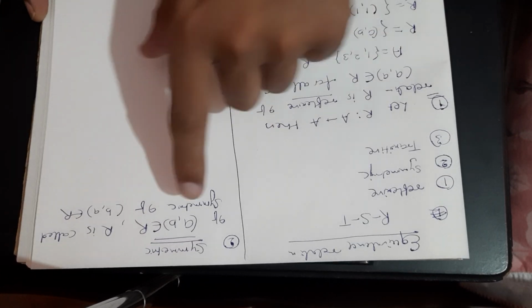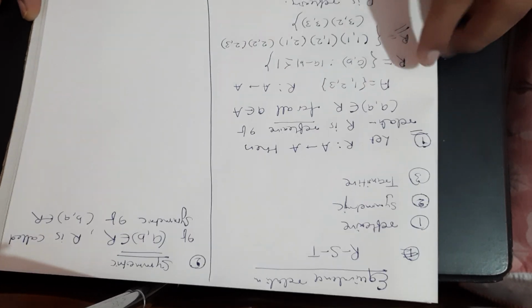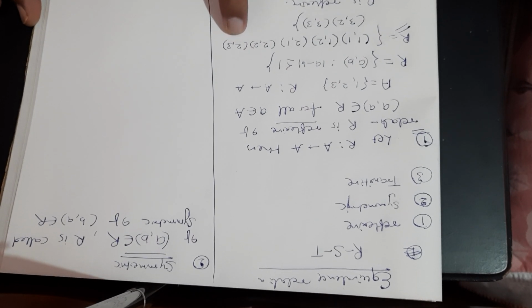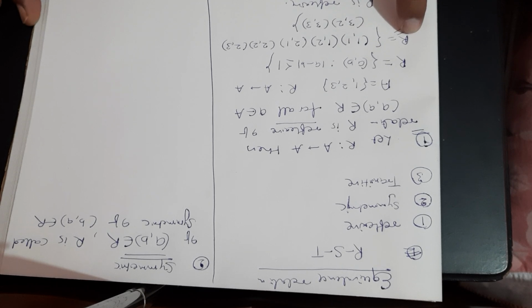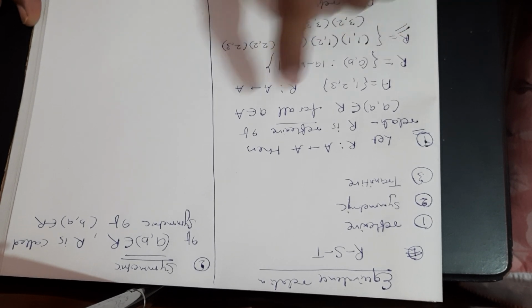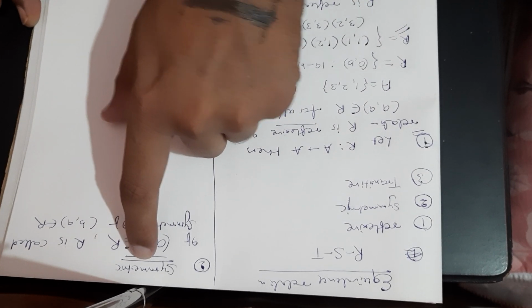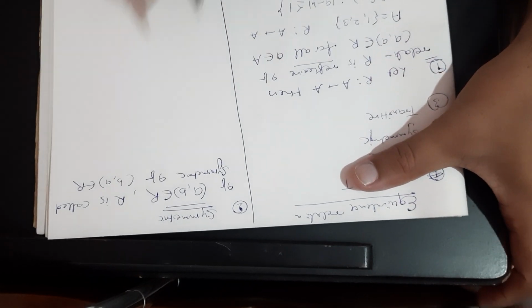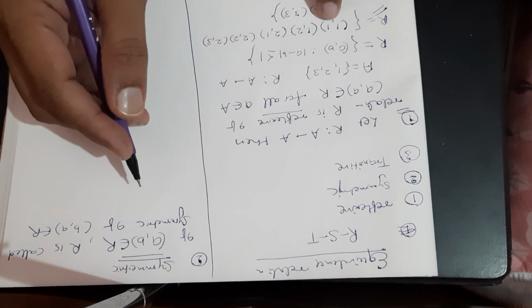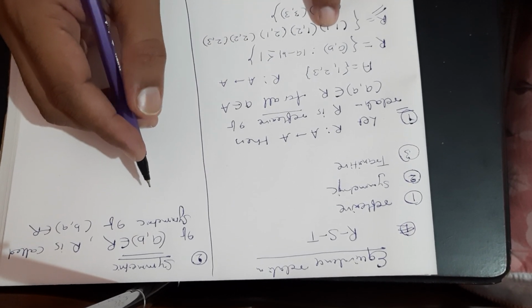It means that R is symmetric. Again, one more example. Look at 2, 3. 2, 3 belongs to R, and if 3, 2 also belongs to R, it means R is symmetric. So, with the same example, I am telling you that R is symmetric.